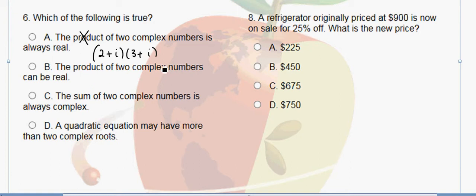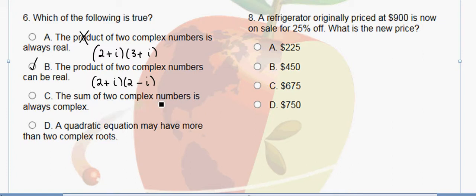B, the product of two complex numbers can be real. Well, that is true because if I choose these two numbers to be conjugates of each other, then the outer and the inner terms are going to cancel and we are just left with the real part. So this can be true. So this is true. I probably can stop there, but let's go ahead and just look at the others.